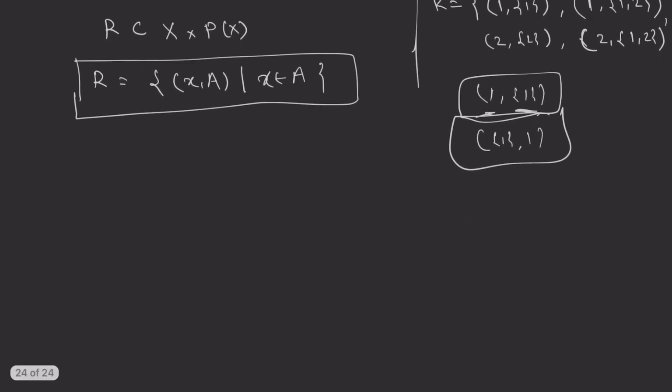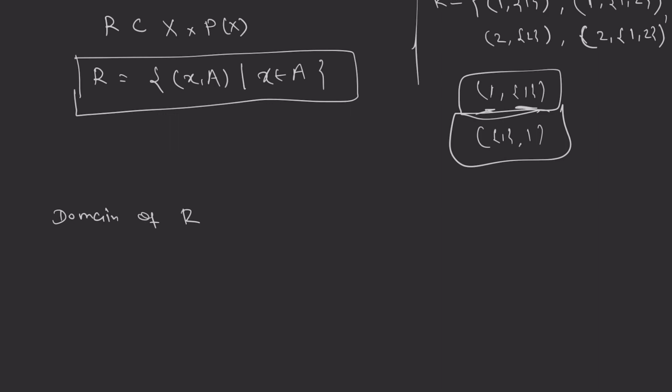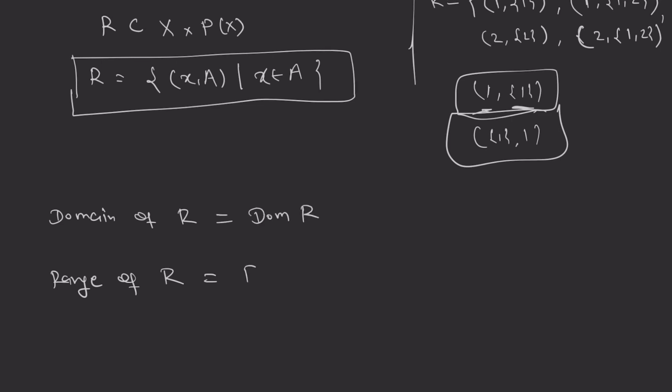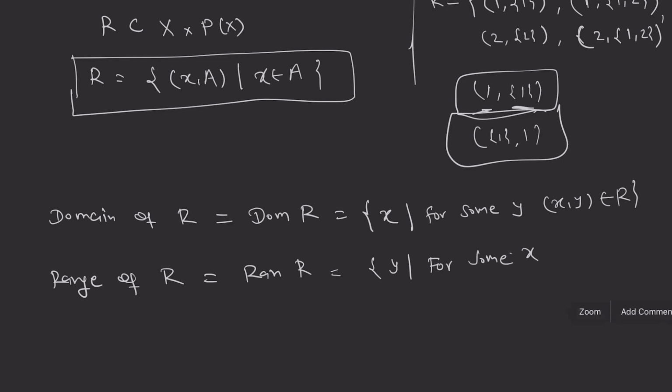Now I'll define domain of R and range of R. I'll denote domain as domain of R and range as range of R. Okay, so डोमेन ऑफ आर में कौन से एलिमेंट्स एग्जिस्ट करेंगे? वो एलिमेंट्स x such that for some y, (x, y) belongs to R. ओके, एंड रेंज में कौन से एलिमेंट्स आएंगे? वो एलिमेंट्स y such that for some x, (x, y) belongs to R.